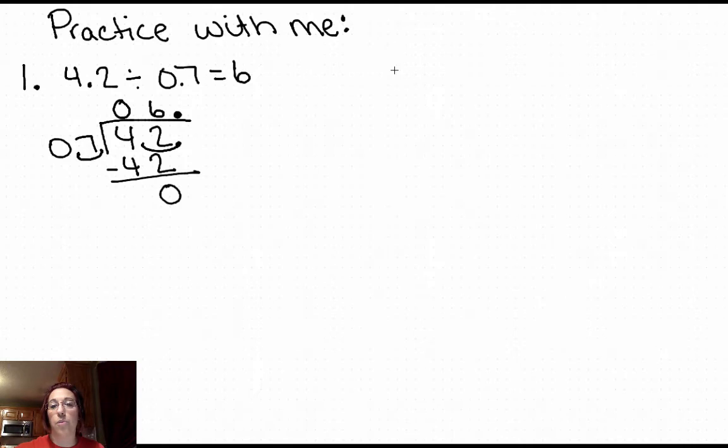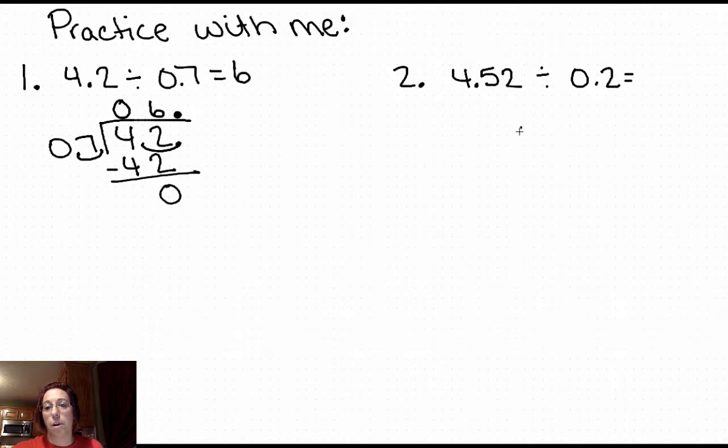Let's go ahead and look at a few more practice with me problems. We've got 4 and 52/100 divided by 2/10. So let's set up our problem. Okay, we've got to move the decimal. We move it one space over. We come into our dividend and move it one space over, and go ahead and move it straight up to the top. Now we divide like it's not even there.